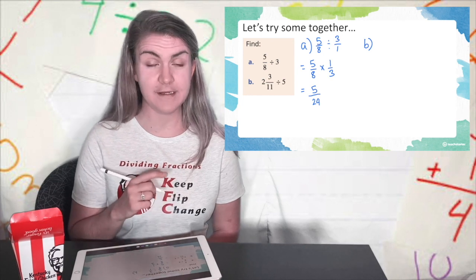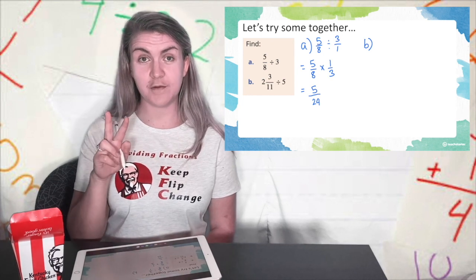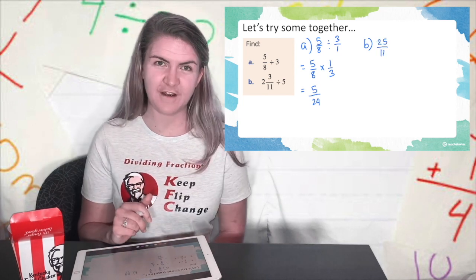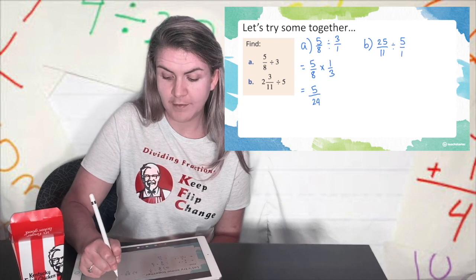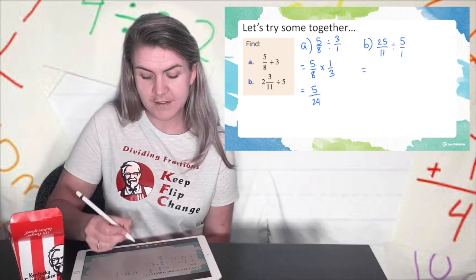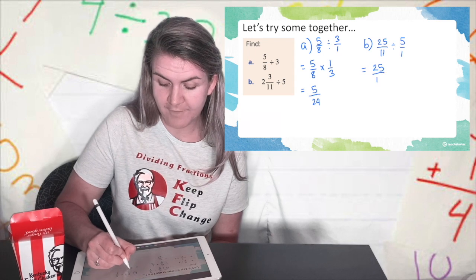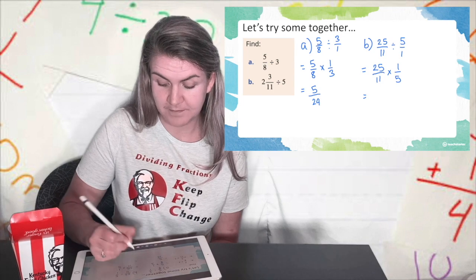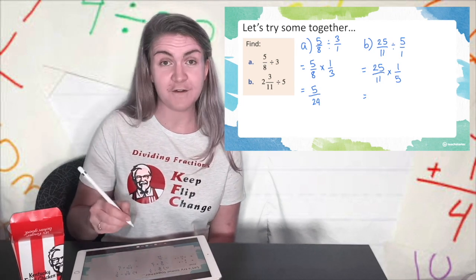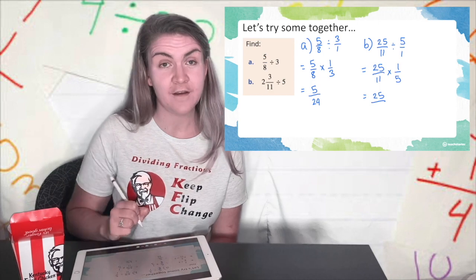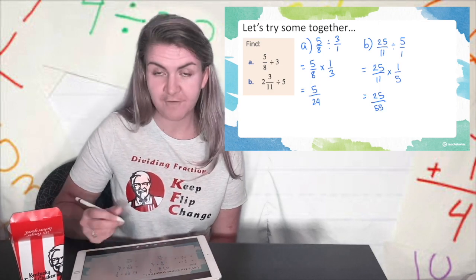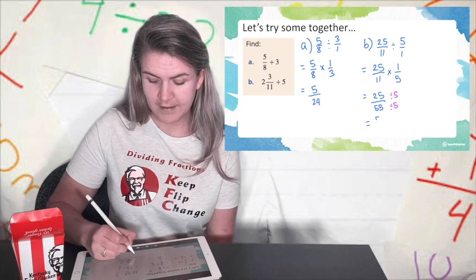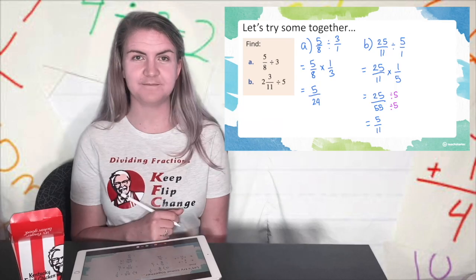B, 2 and 3/11ths divided by 5. I need to do two things. Firstly, I need to convert this mixed number into an improper fraction, 25 over 11. Now I need to put the whole number over 1. It's a division of fractions, which means I'm going to KFC. Keep the first fraction the same, flip the second one upside down, and change to a multiplication. Now I can multiply easily. 25 times 1 is 25. 11 times 5 is 55. Now I need to simplify. Using my divisibility, I know they can both be divided by 5, leaving me with 5 over 11. Now you try.